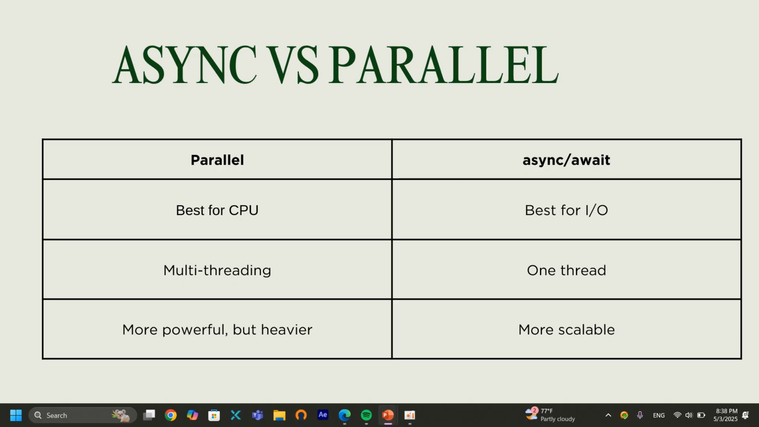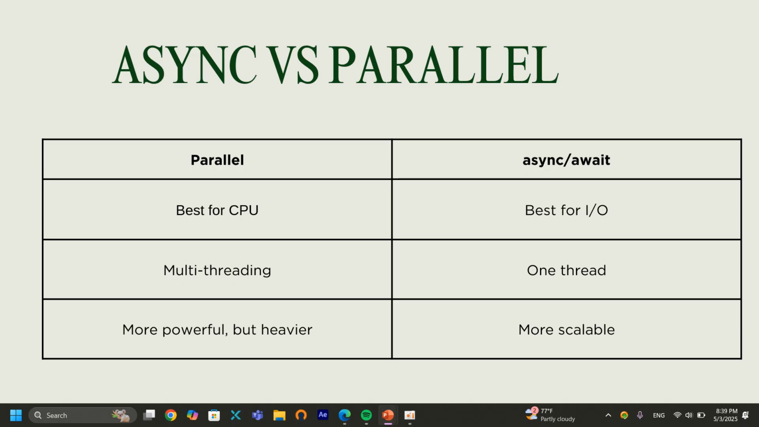And here is an analogy. Async is like ordering food at a restaurant and doing other things while waiting. And parallel is like having multiple chefs cooking different dishes at once. So you can even combine both, run multiple async tasks in parallel using the Task.WhenAll method, but understanding the difference is key. So this part of the talk is one of the most important ones because a lot of people, even experienced developers, get confused between async and parallel programming.